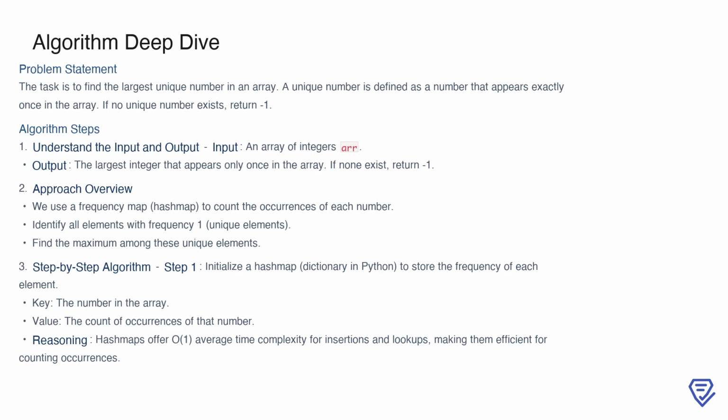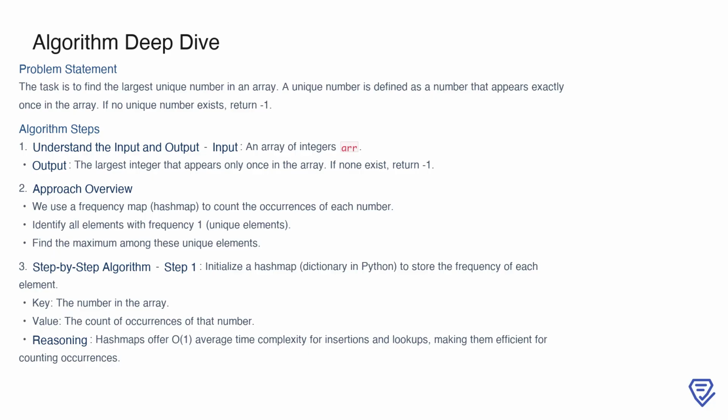To solve this, we use a frequency map, or hash map, to count how many times each number appears in the array. Once we have this information, we can filter out the numbers that appear only once and then find the largest among them. The algorithm involves a few clear steps.